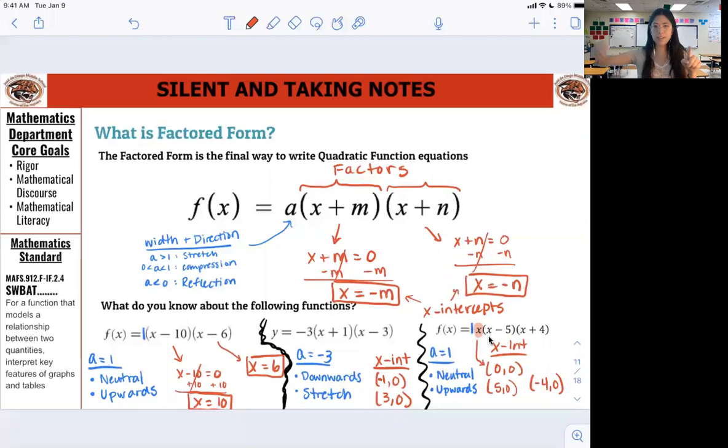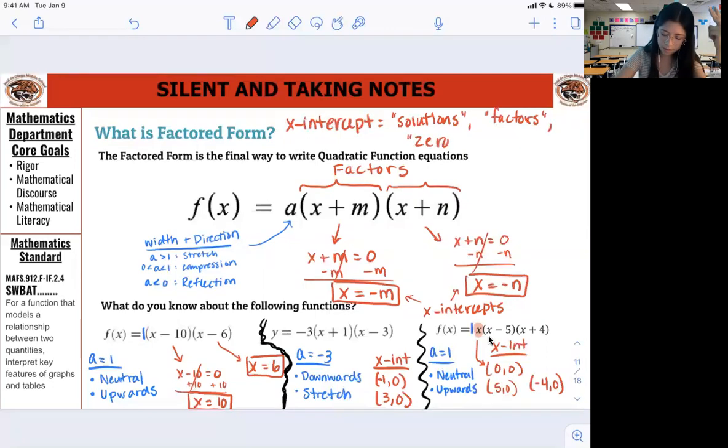So this is one of those that's going to look like a snake. And we'll see a couple examples in a moment. All right, so factored form tells you your x-intercepts. Quick review. What are different words for x-intercept that we've talked about? Solutions, factors. There's 2 more. Zeros. And one more starts with an R. Roots, there it is. Okay. So that's a bunch of different words that all mean x-intercept. If you see those words, you know they're talking about the x-intercepts.